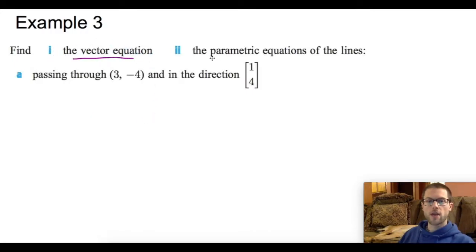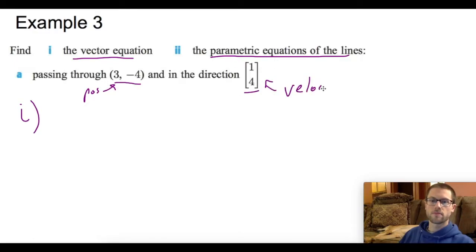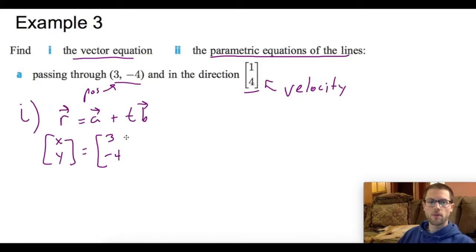So as an example, let's do these 2 things. Let's write out a vector equation and parametric equations of lines that pass through this point and in this direction. So let's start off with the vector equation. I need to consider this as my position, and I need to consider this direction vector as my velocity. So if I'm going to write this as r equals a plus tb, my vector equation, this is going to be the vector x y equals, here's my position vector, 3, negative 4, plus t times my velocity vector 1, 4. And really that's it. That's the first one.